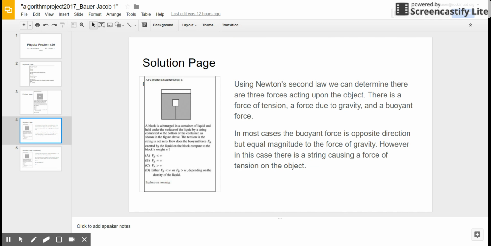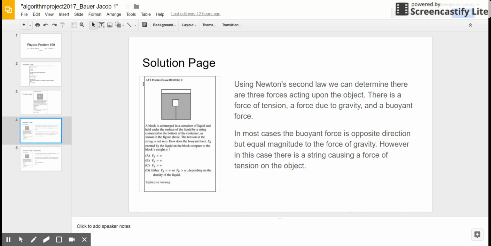So I think the easiest way to explain this is you have to know a few key things. The block is not moving. Okay? And we know this because the tension in the string is not zero. If there's tension, that means the block has to be pulling on the string. And the string obviously isn't detaching from the bottom, so the block isn't going to be going anywhere anytime soon.